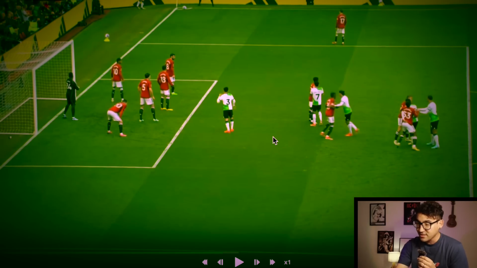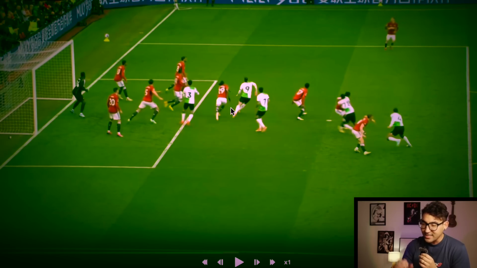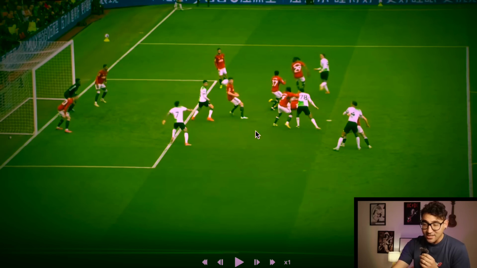And as you know, this is the assist provider and this is the goal scorer for Liverpool's first goal. And both of these players, I mean, look at this. First of all, Aaron Wan-Bissaka is getting bullied by Darwin Núñez, and then Kobbie Mainoo already. I mean, look at the distance between Kobbie Mainoo and Luis Diaz. This is not good enough.